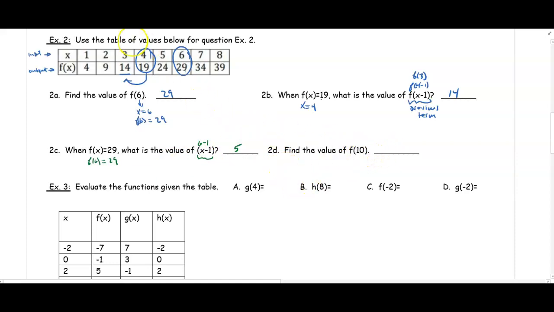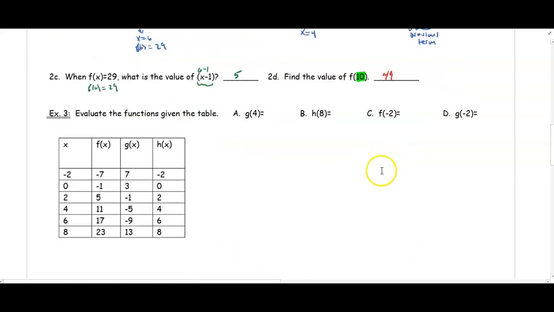And then what would be f of 10? When I go to the input of 10, I don't see it here. But if I look for the pattern, I go up 5, up 5, up 5. So here, f of 9, I would go up 5 to 44, then up another 5 to 49.